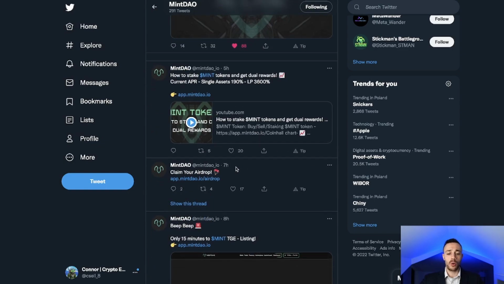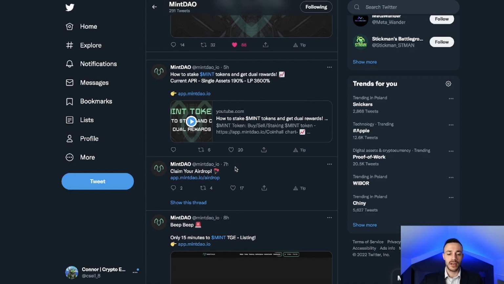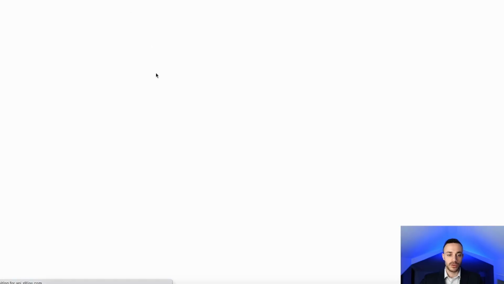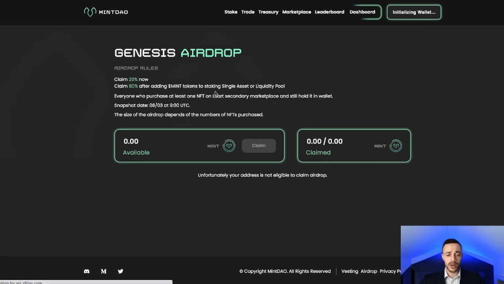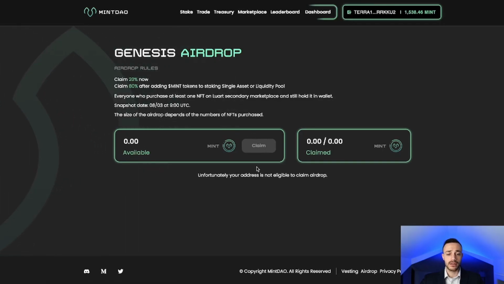And also, if you were holding one of the official MintDAO chests from Luart, or if you did mint it yourself, you can actually go ahead and claim your airdrop with this link right here, app.mintdao.io/airdrop. It will take you to this page, and it will show you that you can go ahead and claim your airdrop right here if you were holding one of the official Genesis MintDAO NFTs.